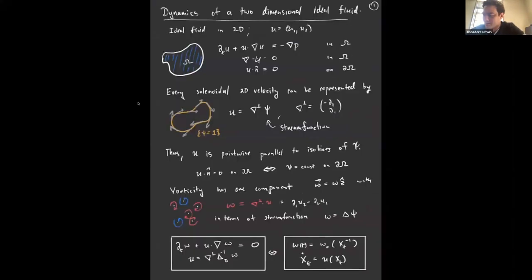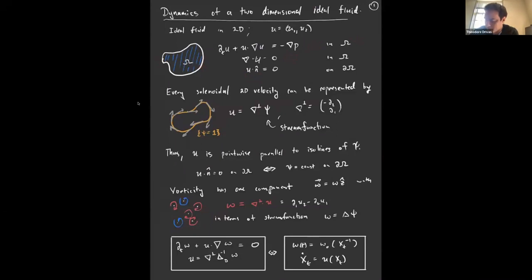So I'll just start with the very basics, remind everybody what the equations are. We're considering a perfect fluid, so inviscid and incompressible, in a two-dimensional bounded domain. Say it's something like a disk. The Euler equation for the momentum of the fluid is this usual one. The volume preservation is encoded by the velocity being divergence-free, and the non-penetration condition means that the velocity is tangent to the boundary.